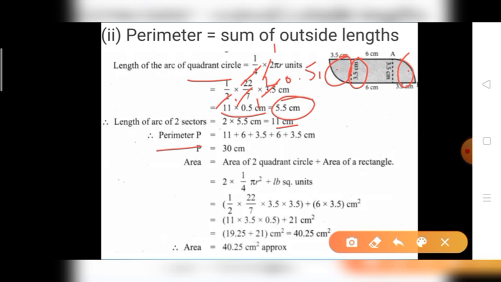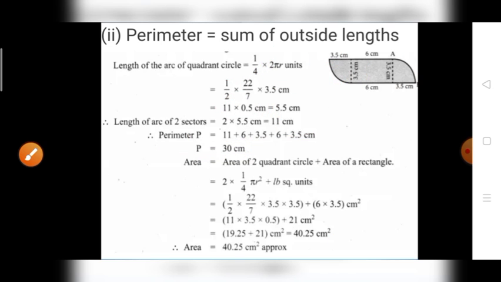11 plus 6 plus 3.5 plus 6 plus 3.5. Adding them all gives 30. The perimeter value is 30 centimeters. That is, the two sectors give 11, the remaining 3.5 twice, and 6 twice. Adding them all, the perimeter is 30 centimeters.